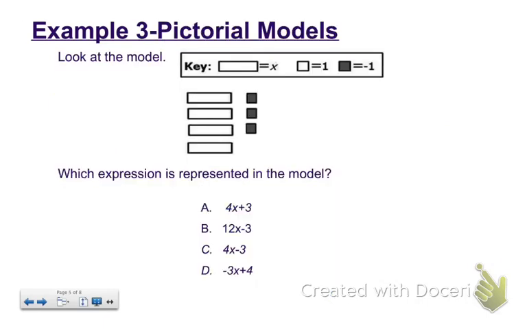Okay, example 3, pictorial models. So here's our key that tells us what the different algebra tiles mean. And then it says which expression is represented in the model. So if we look up at our key, the white rectangles stand for x. So I have 4 x's there. And then if I have dark squares, that stands for a -1, so that means I have -3. So if I look down here, I am looking for 4x minus 3.